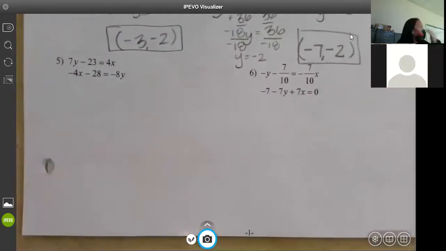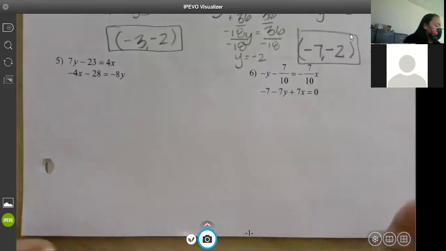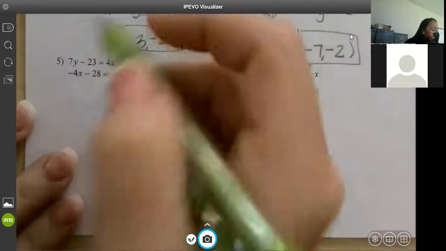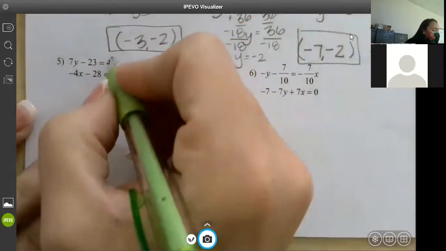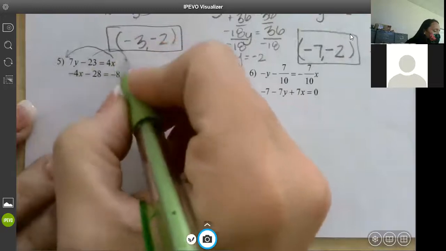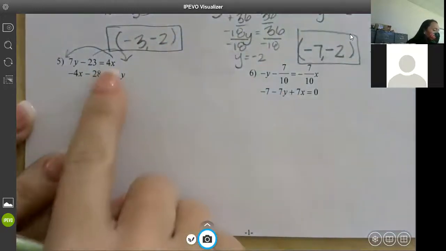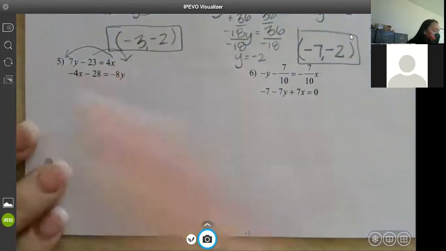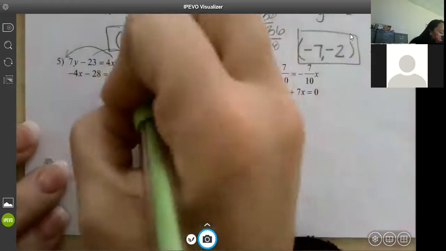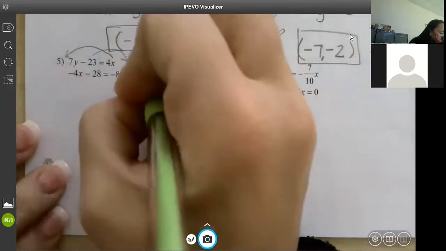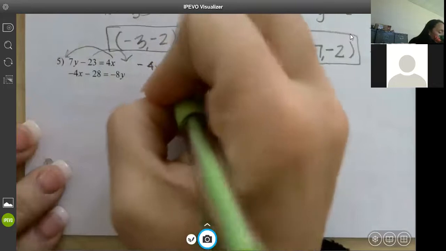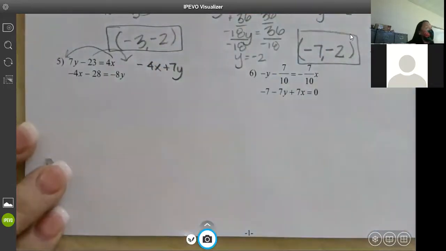Look at number 5. We just need to put them in order. It does not matter what order you put them in, okay? I would put the x on this side and the number on the other. So how do I get this positive 4x on the other side? Just write it down. Subtract 4x. The 7y is exactly where it needs to be, so don't do anything to it.